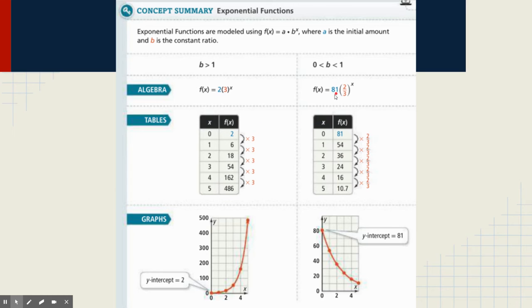Okay, let's take a look at here, right? 81 is my initial amount, so that's going to be my y-intercept right here. 2/3 is my constant ratio, which means it's going to be decreasing each and every time. So here, if I multiply 81 by 2/3, a number less than 1, it's going to be showing a decrease to 54. And 2/3 of 54, 36. 2/3 of 36, 24, and so on and so forth. So you're going to be decreasing at a very rapid rate, an exponential rate. Again, make sure we have this table copied down here.